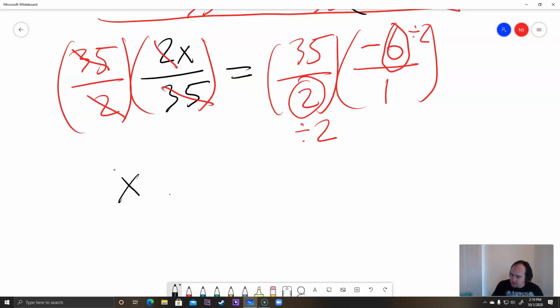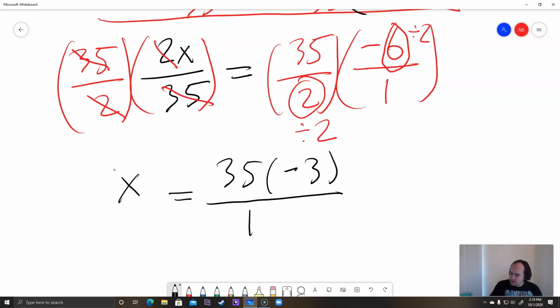Alright, so that's going to give us, on the top we have 35 times 6 divided by 2 is 3, so 35 times negative 3, all over 2 divided by 2 is 1, so we have 1 times 1 on the bottom. Okay, and then what's 35 times negative 3? Well, 3 times 5 is 15, and 3 times 3 is 9. So that should be 105, or you can just use your calculator. But either way, you should get x equals negative 105.